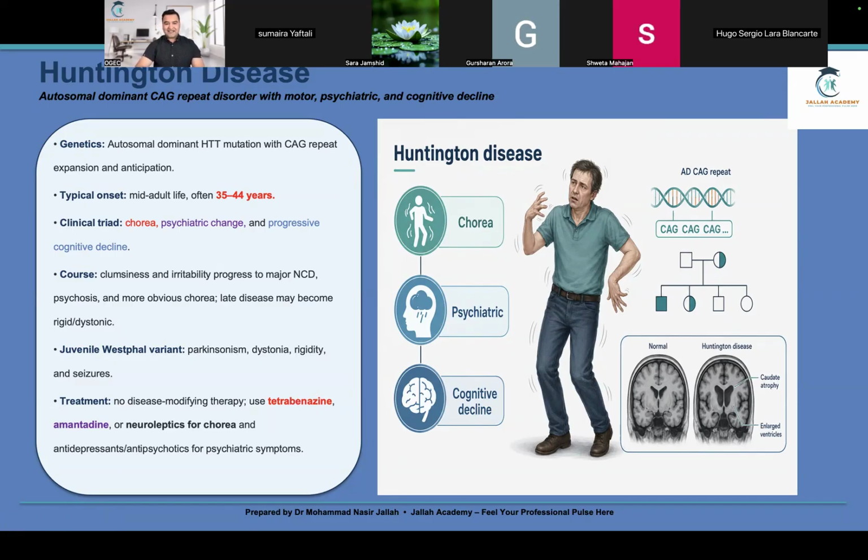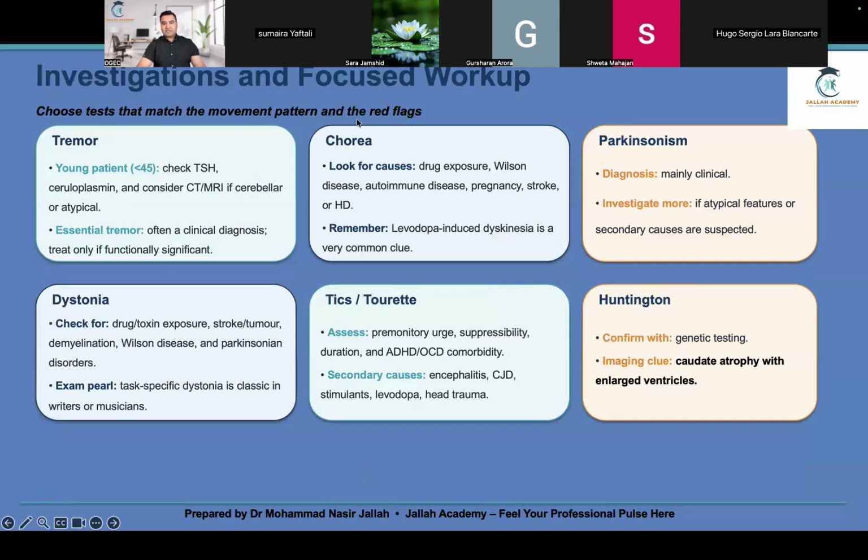So if you're being tested, you will definitely be tested on autosomal dominant. They will ask you what kind of condition it is: autosomal dominant, younger age, and the clinical trial. You have to know it. And then the best initial treatment, which is going to be tetrabenazine. Okay, remember this. Now, investigation and focused workup.